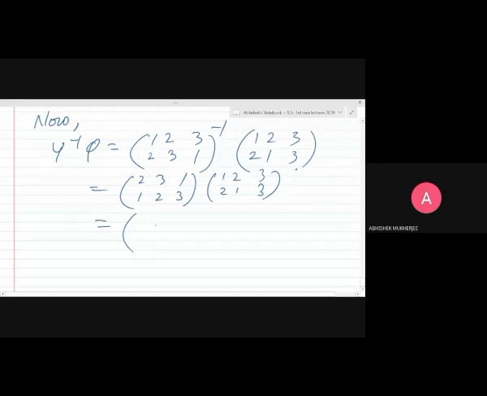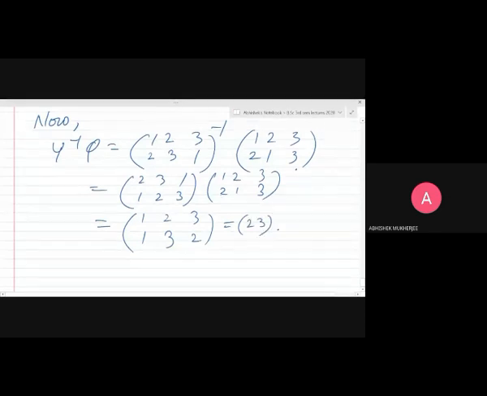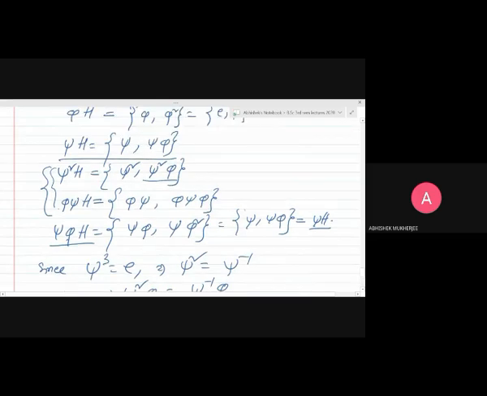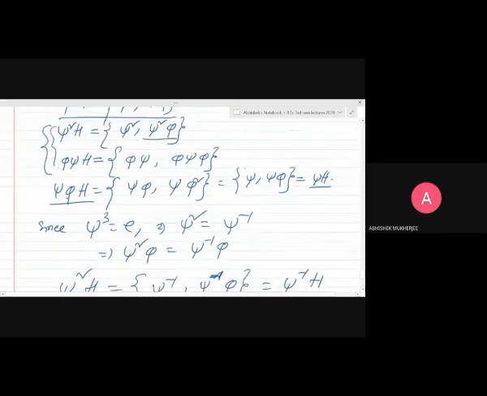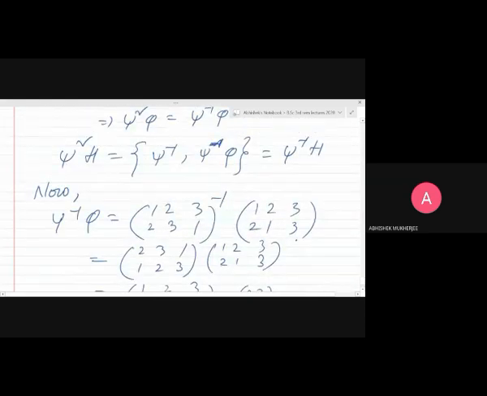Then if you multiply this, it will give you: 1 goes to 2 and 2 goes to 1, 1 goes to 3, 3 goes to 3, 3 goes to 2. Okay, fine. So it is 2 3. Yes, this is 2 3.